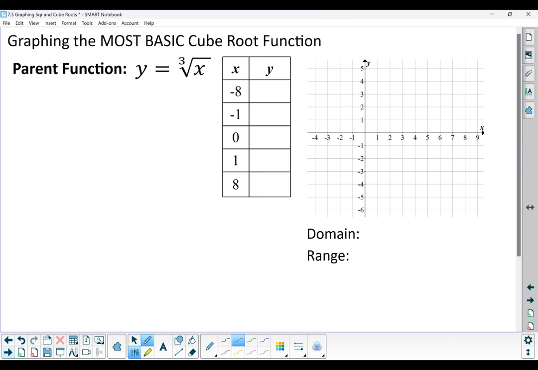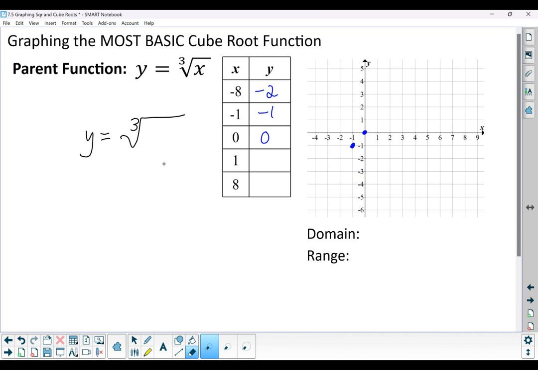Okay, most basic cube root functions. So we're thinking about evaluating these numbers in the cube root function. If I sub in -8 and type that into my calculator, I don't get an error like I did with a square root. I get -2. This point I can't plot on my coordinate plane because it only goes over to -4. I sub in the next number, and the cube root of -1 is -1. So we go through this point here. My next x value in my table is 0. Cube root of 0 is 0, so we do go through the origin.